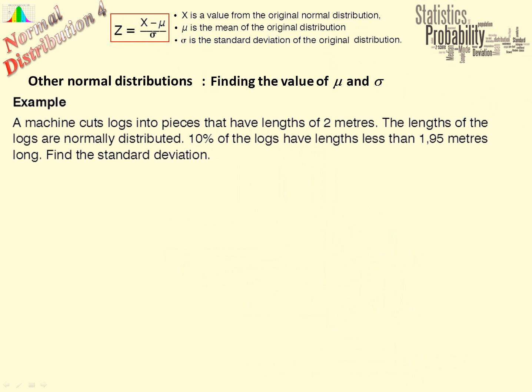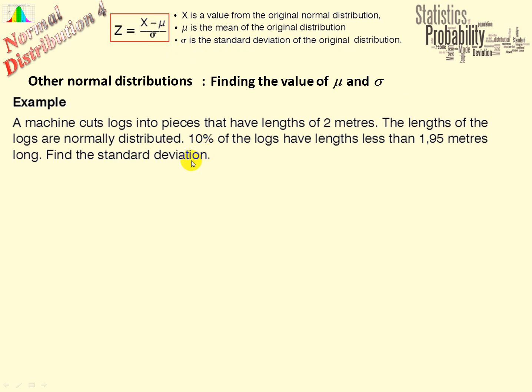So a machine cuts logs into pieces that have length 2 meters. The lengths are normally distributed, which implies that they're not all exactly 2 meters, and therefore 2 meters will be the mean. So we know the value of mu, the mean, is 2. The lengths of the logs are normally distributed, but we don't know the value of the actual standard deviation. 10% of the logs have lengths less than 1.95. So that is an x value, 1.95. That is the probability 0.1.